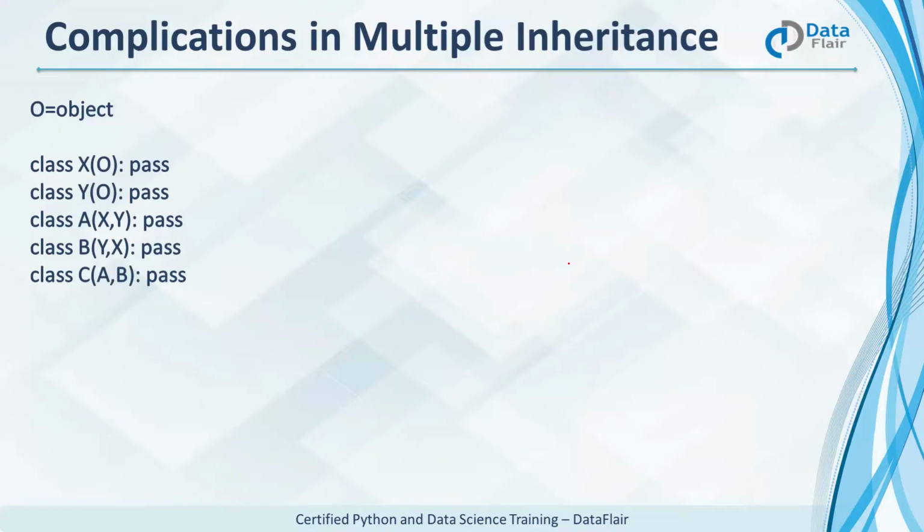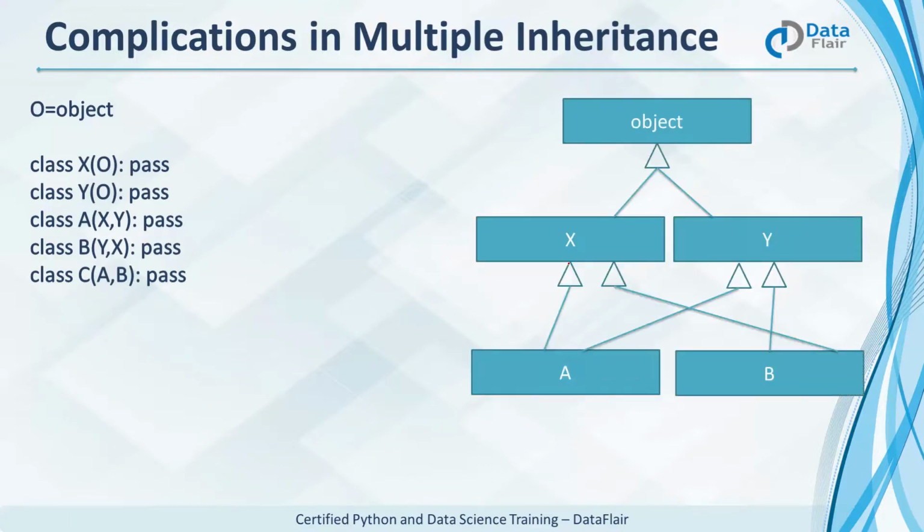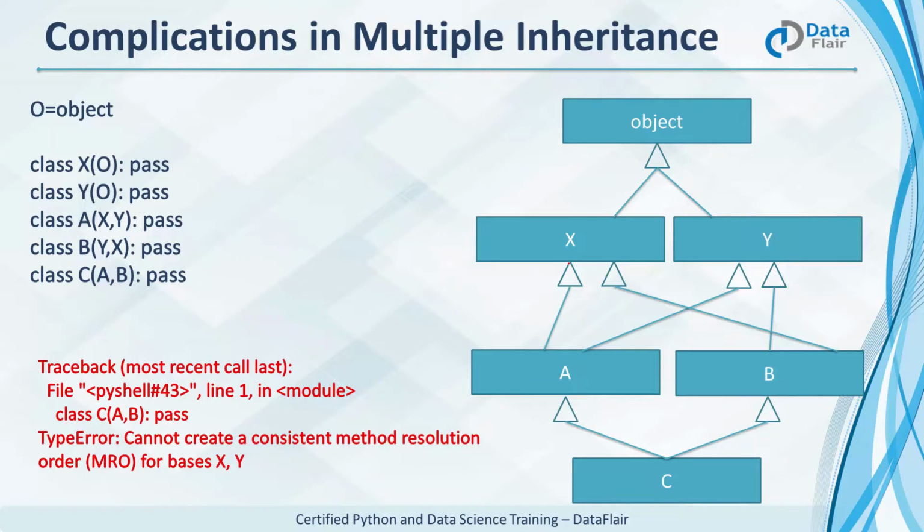Here, classes X and Y inherit from class object. A inherits from X and Y, and B inherits from Y and X. If we now define a class C that inherits from A and then from B, this raises a type error stating it cannot create a consistent MRO for this situation. This is because A inherits from X, then from Y, but B inherits from Y, then from X.